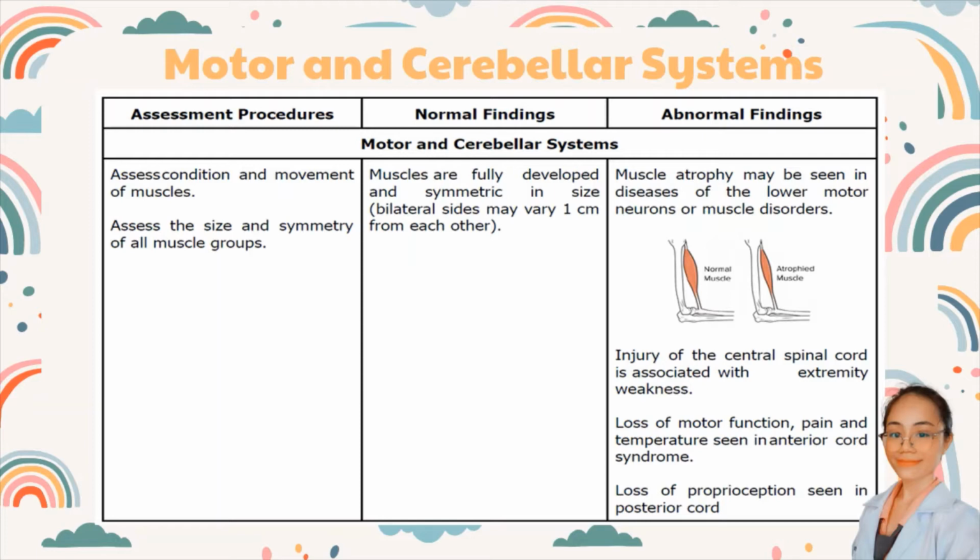For the abnormal findings, muscle atrophy may be seen in diseases of the lower motor neurons or muscle disorders. There could also be an injury of the central spinal cord associated with extremity weakness and the loss of motor function, pain, and temperature seen in anterior cord syndrome. There could also be the loss of proprioception seen in a posterior cord syndrome.